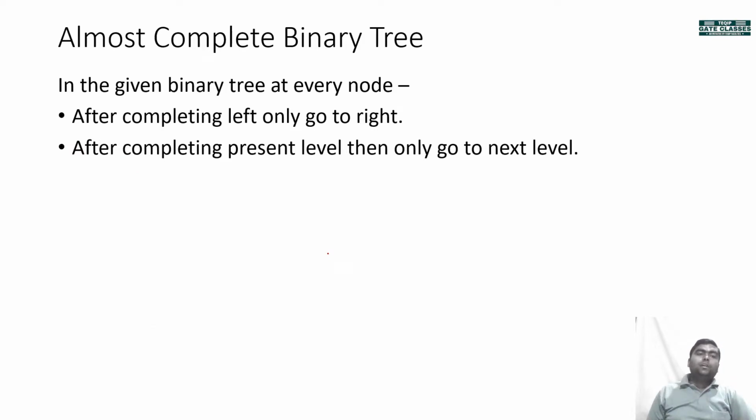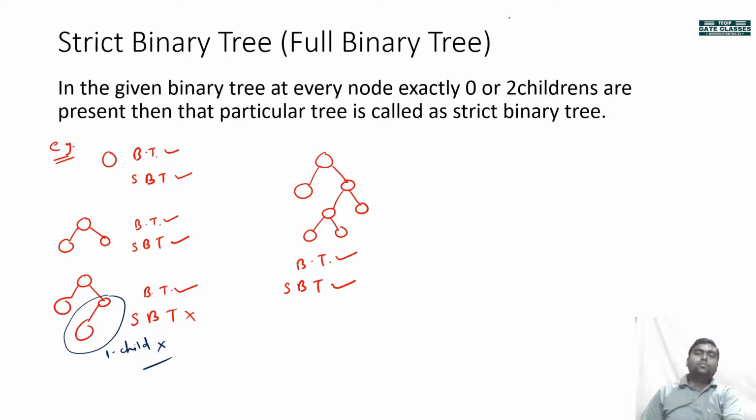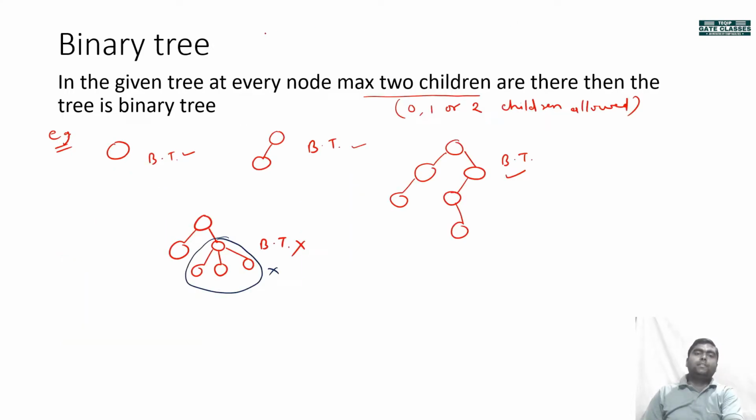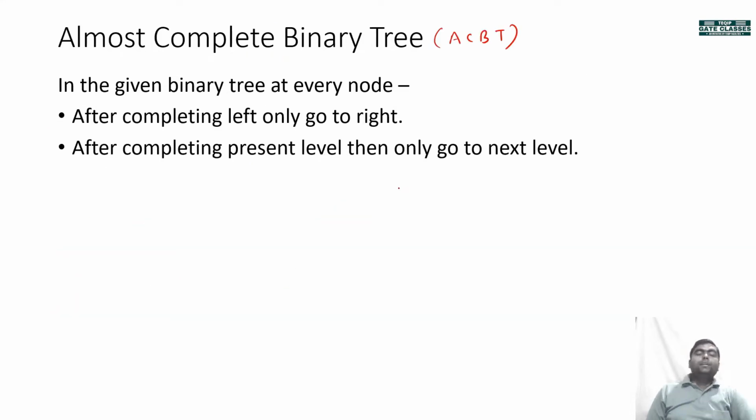Now next is the almost complete binary tree. In short, we can call it almost complete binary tree, ACBT. In the previous cases, it was SBT, and binary tree we can write in shorthand as BT. So, almost complete binary tree. In a given binary tree, at every node, after completing left only, then go to right. First we are supposed to fill the left child, or left value, then we have to move right, at each and every node.